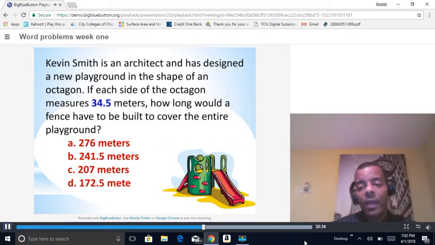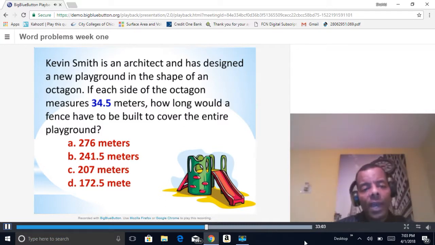Kevin Smith is an architect and has designed a new playground in the shape of an octagon. Now, you all know an octopus has 5 legs. Is that correct? No, you know that's wrong. An octopus has 9 legs. Is that correct? No. We know an octopus has 8. So that prefix, when you hear it, oct, means 8. So an octagon is a polygon with 8 sides.